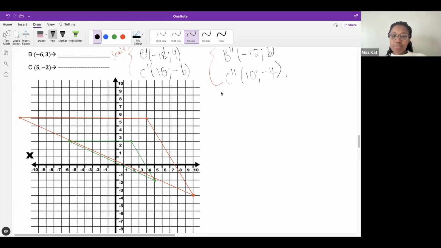Let's say my scale factor is a third. Are you with me? Yes, ma'am. Oratile, if my coordinate was 3, 9, and I am multiplying by a third, use your calculator and tell me what my new coordinate is. Ma'am, 1 and 3.